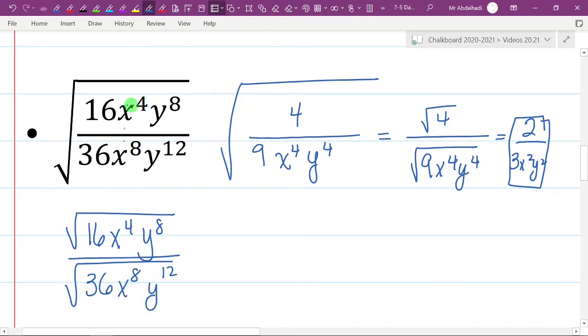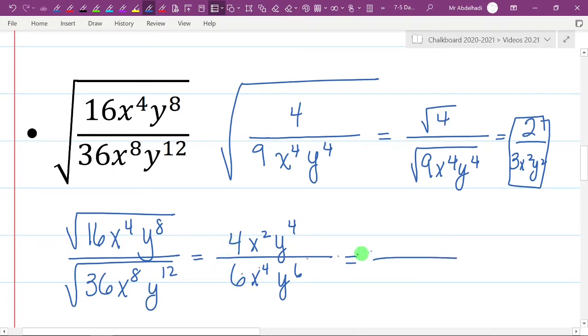Most of the time, simplifying first leads to an easier question, but I think in this case, it might actually be the same or maybe a little bit easier to do it this way. So the reason why is because 36 and 16 are both perfect squares. That's the reason why. So 16, when you square root, it becomes a 4. X to the 4th, when you square root, becomes x squared. And y to the 8th, when you square root, becomes y to the 4th. On the bottom, 36 becomes 6. X to the 8th becomes x to the 4th. And y to the 12th becomes y to the 6th. And now you can simplify.